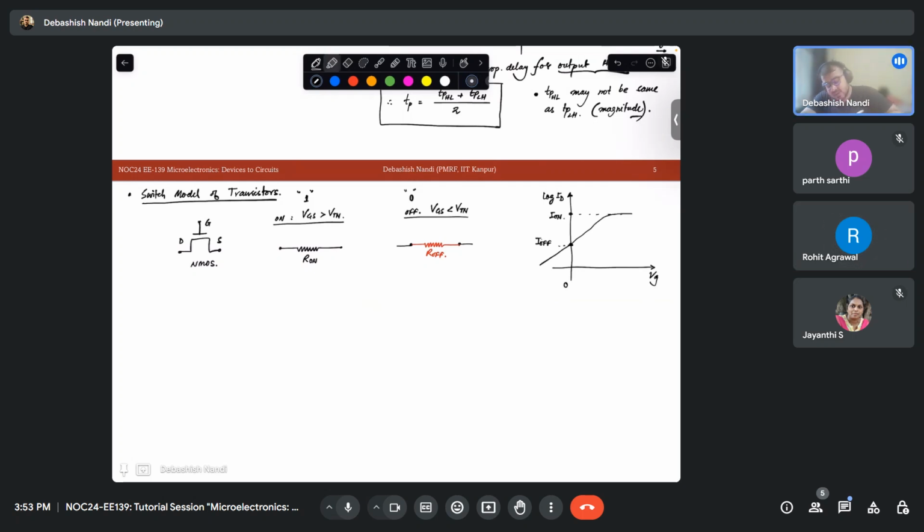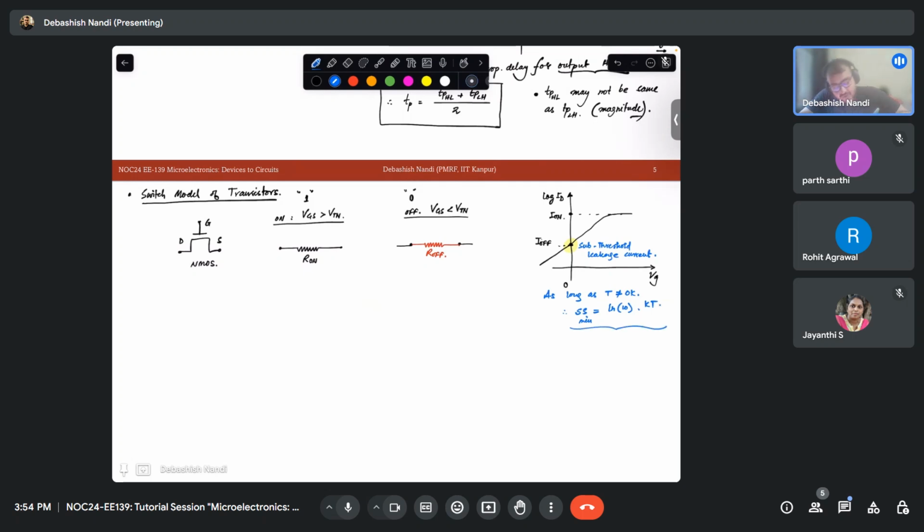And why do we get a non-zero I off, by the way? Last tutorial session I discussed the reason. This is called the subthreshold leakage current. As long as your temperature is not equal to 0 Kelvin, you will get a subthreshold slope minimum that is equal to ln10 times kT. So you have a finite subthreshold slope.